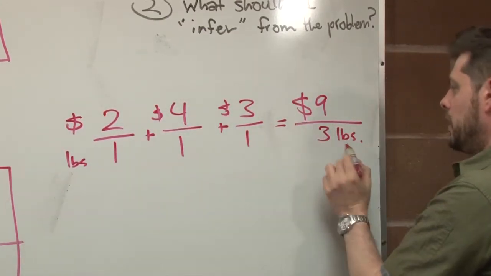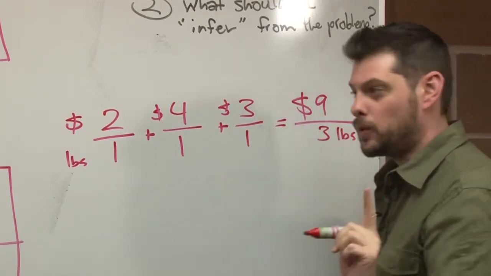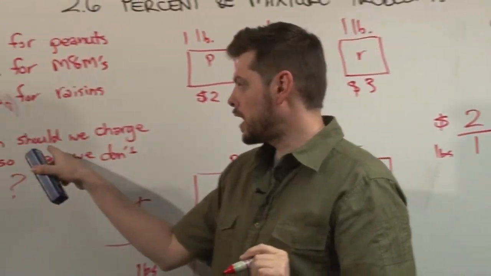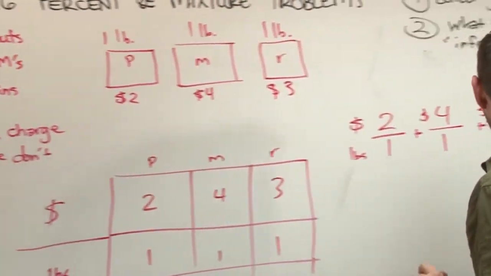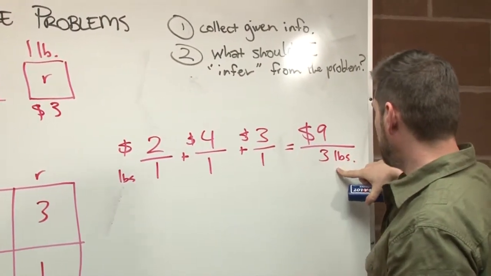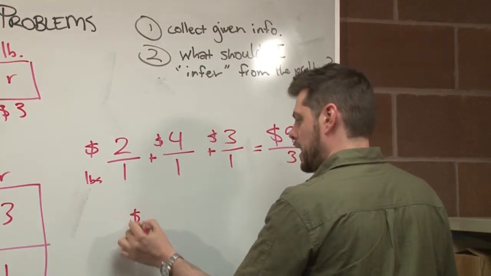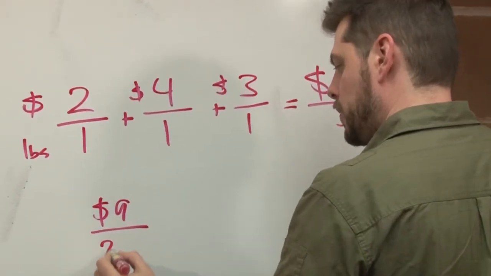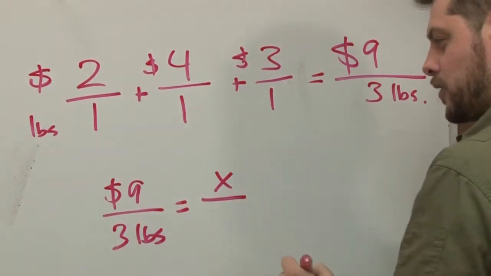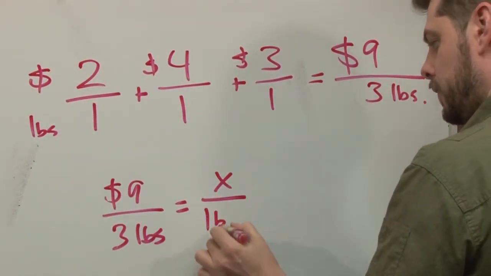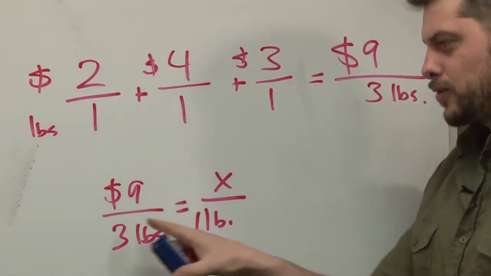So what I'm saying is that for every 3 pounds of trail mix, it cost me $9, right? But what do I want to know? I want to know how much I should charge per pound, okay? Well, where are my pounds? If I have 3 pounds that cost $9, and I want to know how many, so let's say I have $9 for every 3 pounds, what number, right, do I have to charge for 1 pound? Right, for 1 pound.